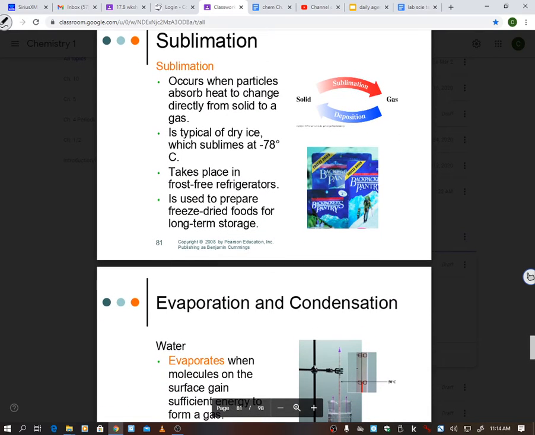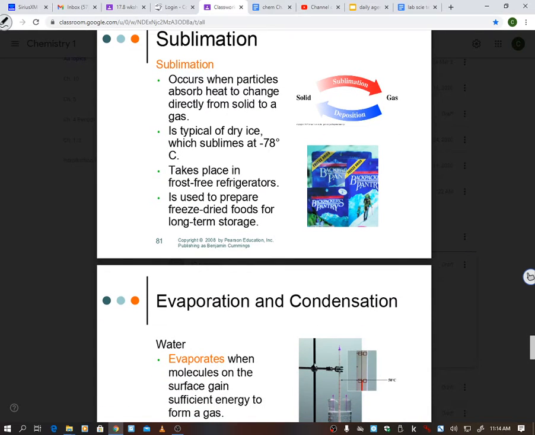All right, now we have something called sublimation. And this occurs when particles absorb heat to change directly from solid to gas, so they skip that liquid phase. Dry ice can do this. It sublimes at negative 78 degrees Celsius. Frost-free refrigerators do this. When we prepare freeze-dried foods, we do this. So it just skips that liquid phase. It goes straight from solid to gas.